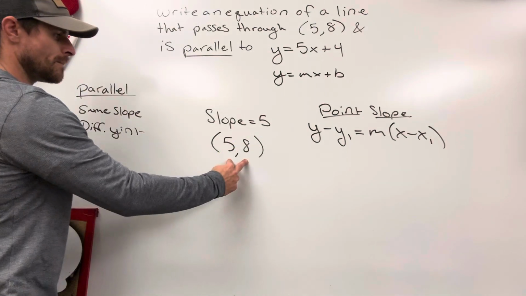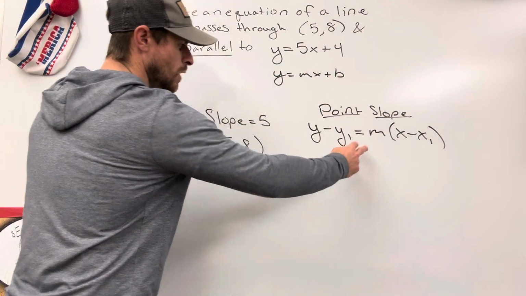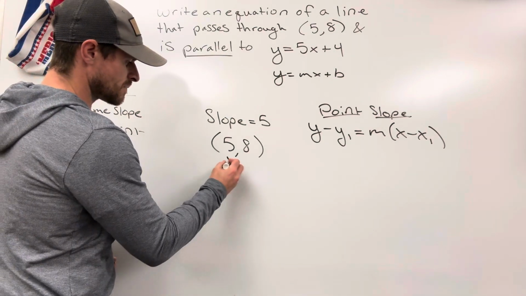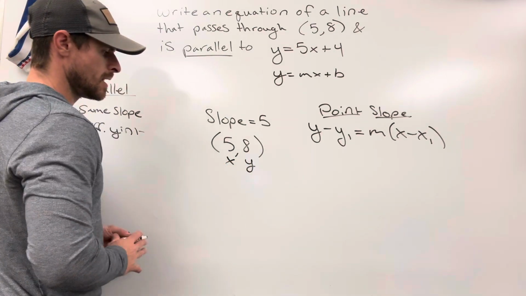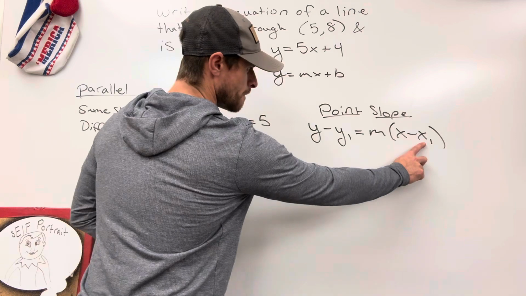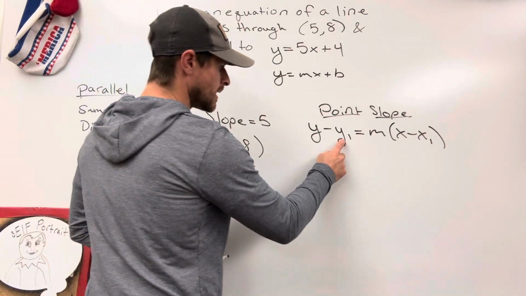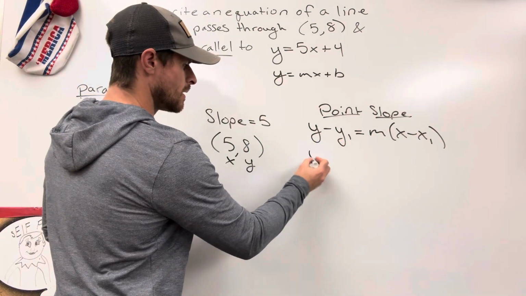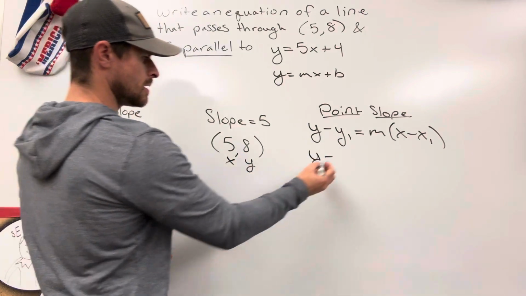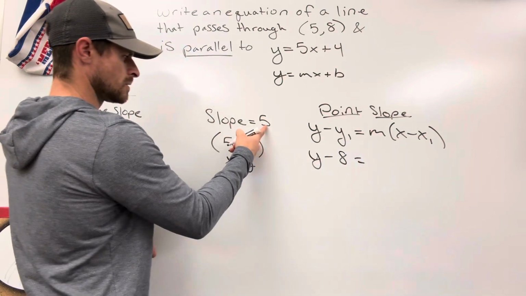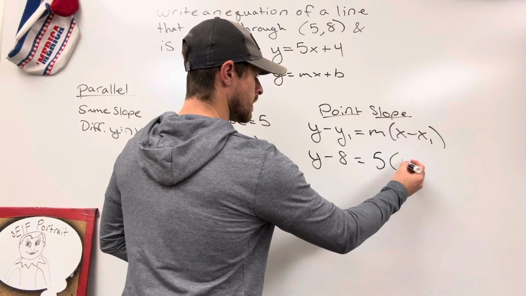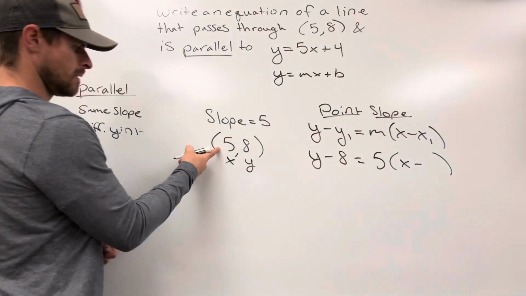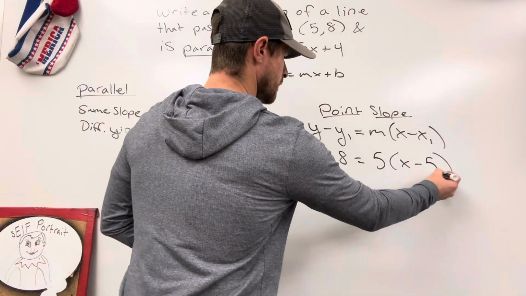So if we have a point and we have a slope, we can write it in this form. Keep in mind, this is our x value, this is our y value. X value needs to go right there. Y value needs to go right there. Slope needs to go right here. So all I do is I rewrite it, plugging in the information in the correct spots. Slope is 5, x minus x value of 5.